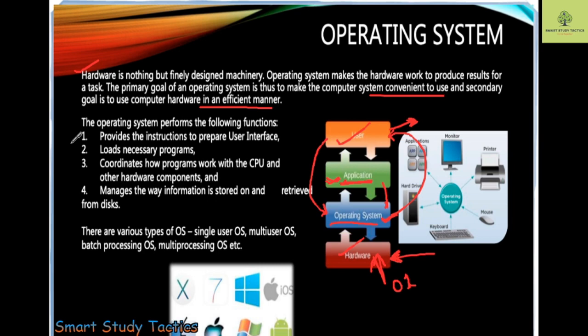So now we are going to talk about the following functions. Provide the instructions to prepare the user interface, load the necessary programs, coordinate how programs work, and manage the storage. So these are the basic functions of the operating system. When we talk more about operating systems, at that time I will tell you the types of operating system, its kernel and so on. Those things we will discuss afterwards, but these are the basic terms that you have to learn. Okay, so make sure: it provides the user interface, loads the necessary programs, coordinates how the programs will work, and manages the storage. Okay, these are the things that you have to remember.